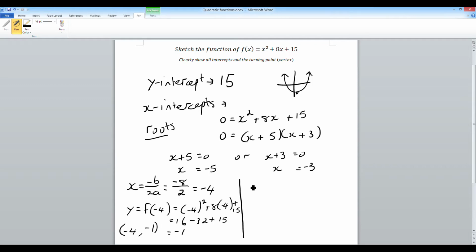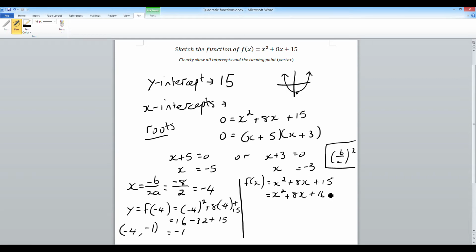Alternatively, I can complete the square. So f of x, or y, is equal to x squared plus 8x plus 15. But if I am going to try to find the perfect square for this, it is going to be difficult. So completing the square, I'm going to say the following. I'm going to take my b value and say b divided by 2, squared, if I want to complete the square. So the value of b in this case is 8. 8 divided by 2 gives me 4, squared gives me 16. So I'm going to say x squared plus 8x plus 16.